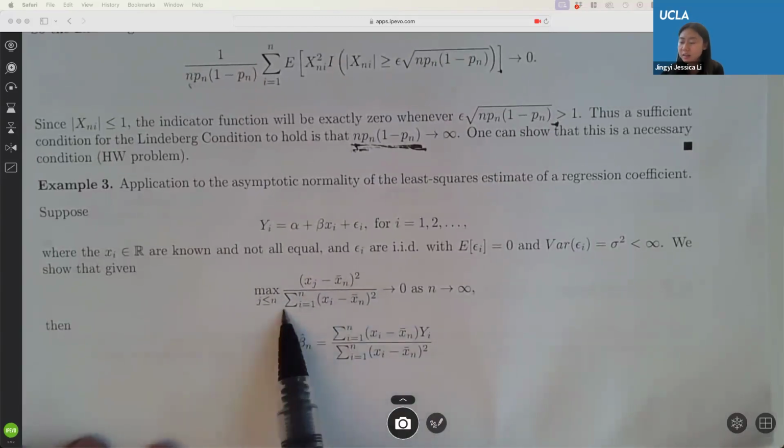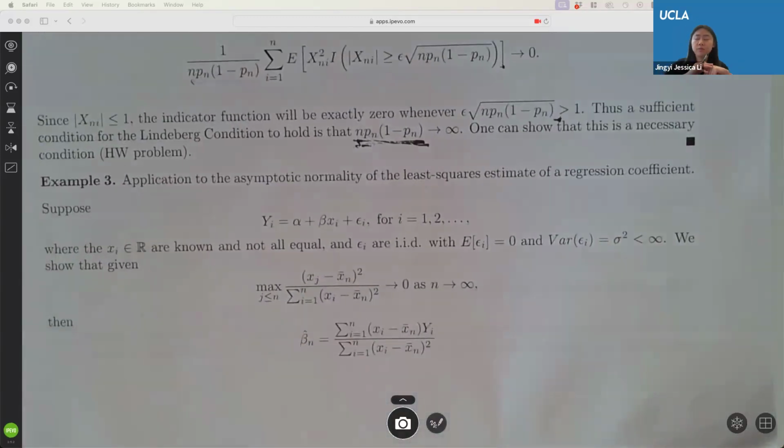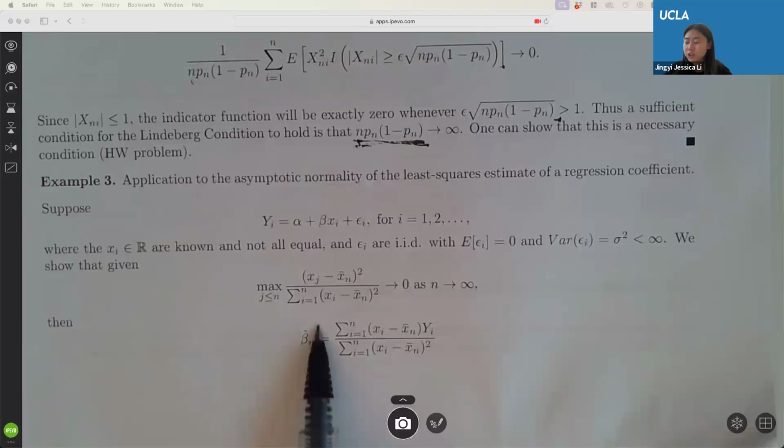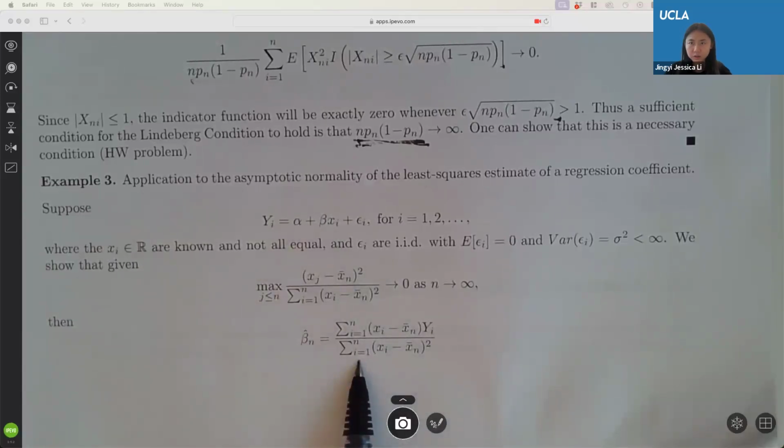Again, in this sum of (xi minus x bar) squared, no single term dominates. So the max term over the sum goes down to 0 as n goes to infinity. Then this beta n hat, which is the least squares estimate for beta, will follow the central limit theorem.